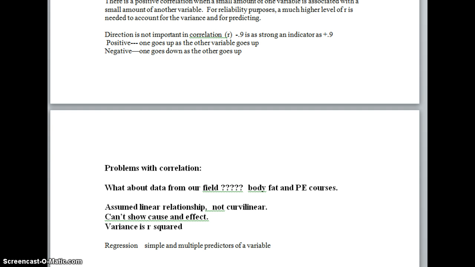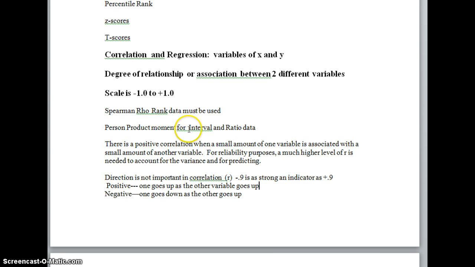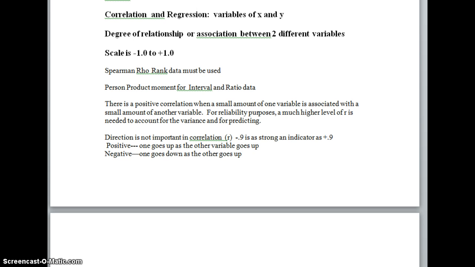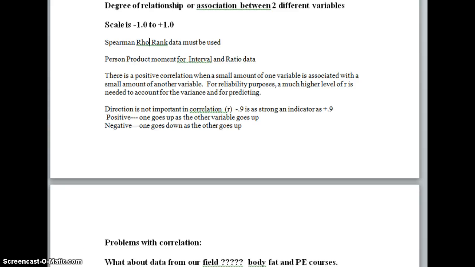We use it quite a bit in our field. Now, there's 2 types of correlation. There's Pearson product moment for interval and ratio data, as you see here. And if you use rank, if one of your data points is a ranking of the class, then you must use Spearman's rho. If you have rank data, you have to use Spearman's rho, and if you have interval or ratio data, you have to use Pearson. That's one of the prime reasons we talk about the 4 levels of measurement as it relates to correlation.